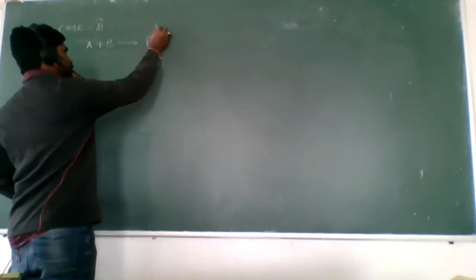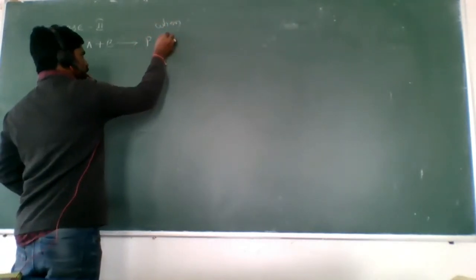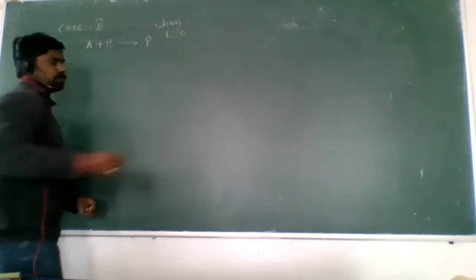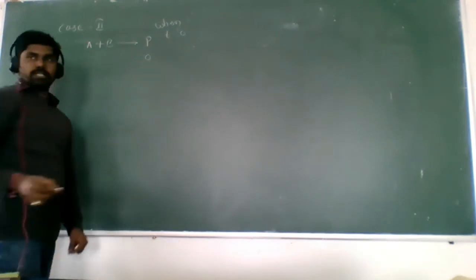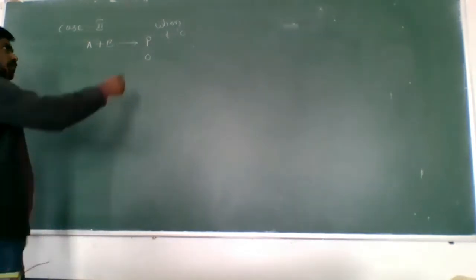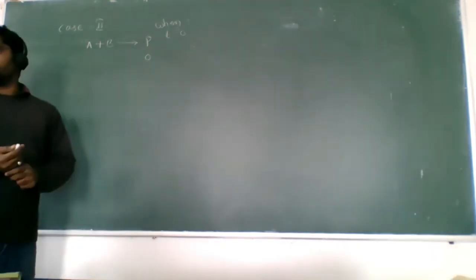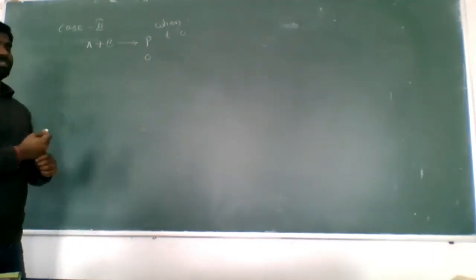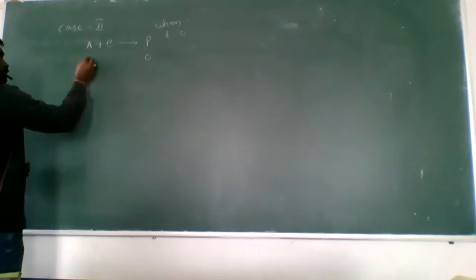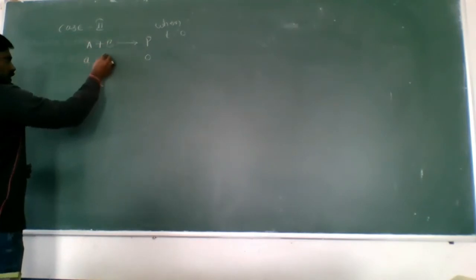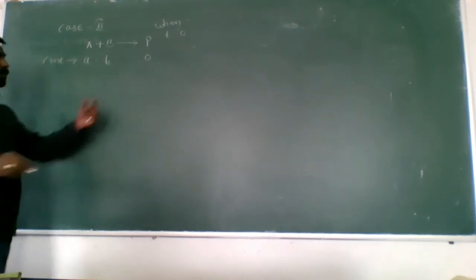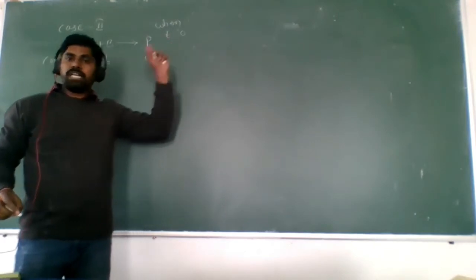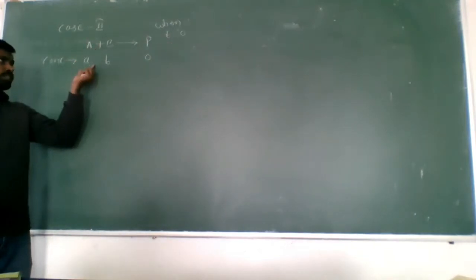When time equals 0, we do not get the product. Clear? The product concentration is 0. Simple. Now the concentration of A is small a, and the concentration of B is small b. When time t equals 0, the concentration of A is small a and the concentration of B is small b.